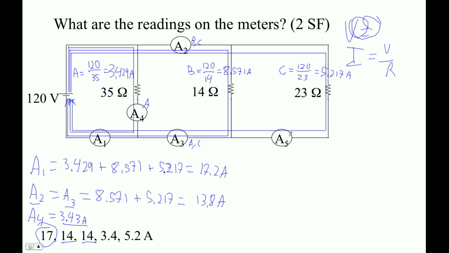Okay, so let's see, here's A5. A5 is all by himself here, and the only current going through it is C. So A5 is going to be 5.22. Ta-da, that's that answer there.